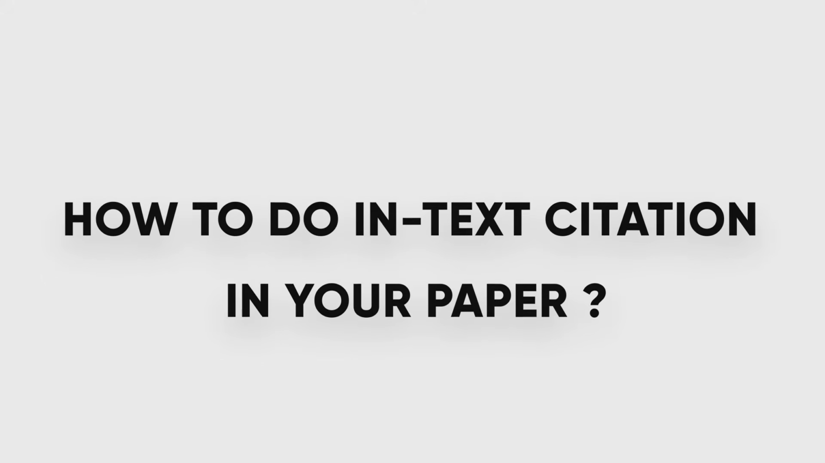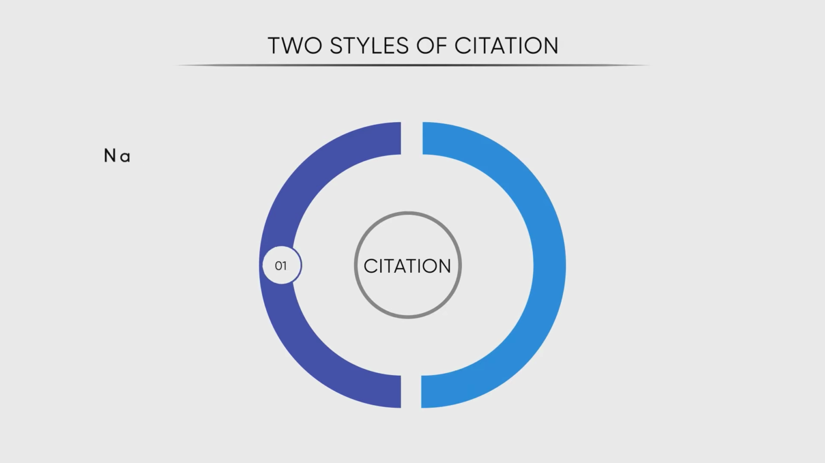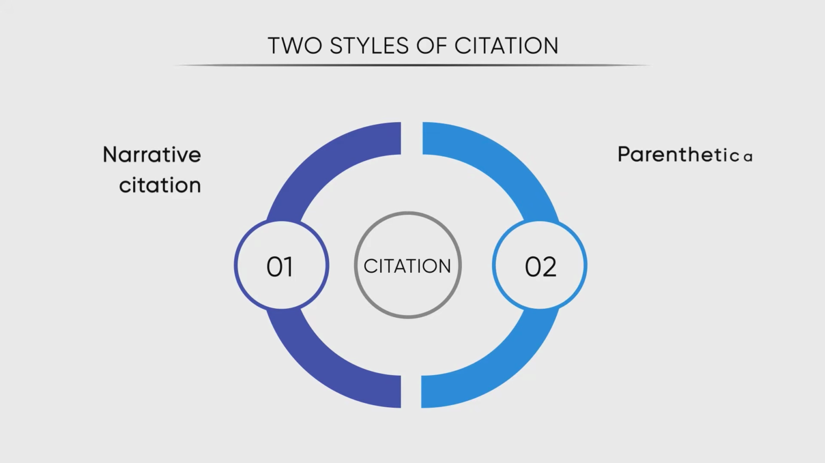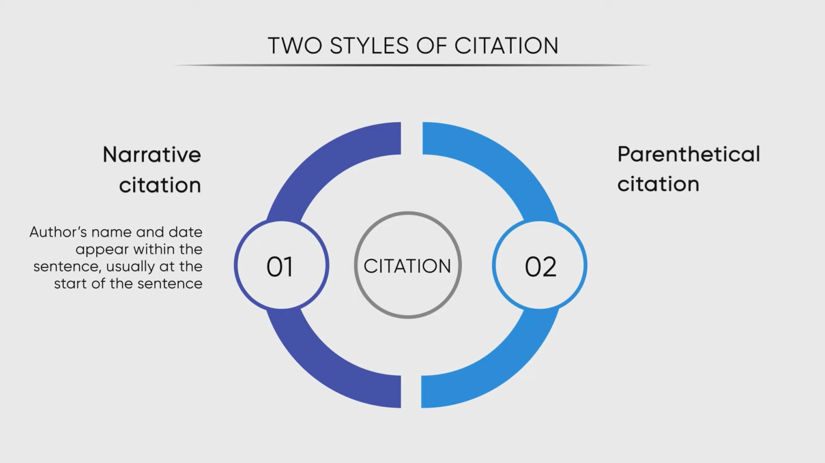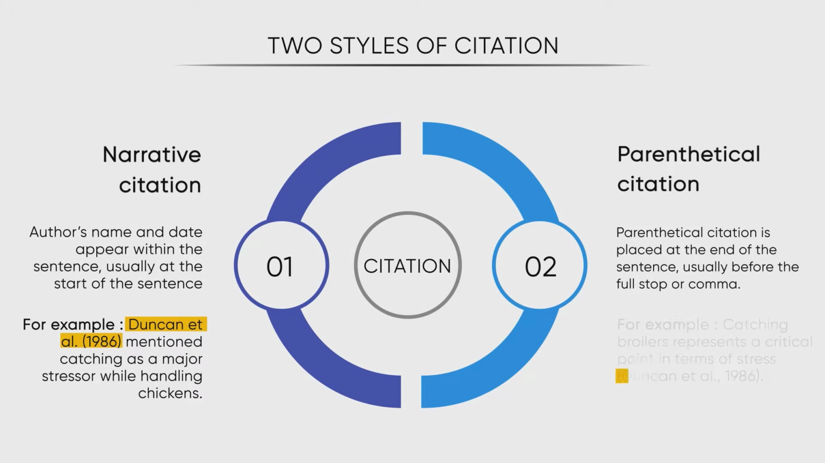Now, how can you do in-text citation in your paper? You can do it in two ways: narrative citation or parenthetical citation. For narrative citation, the author's name and date appear within the sentence, usually at the start of the sentence as shown here. Whereas, parenthetical citation is placed at the end of the sentence, usually before the full stop or comma as shown here.